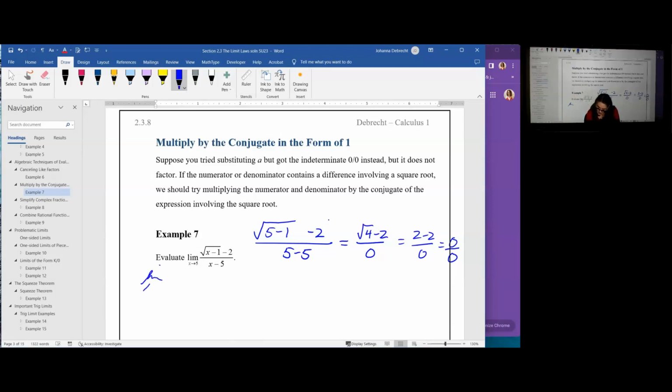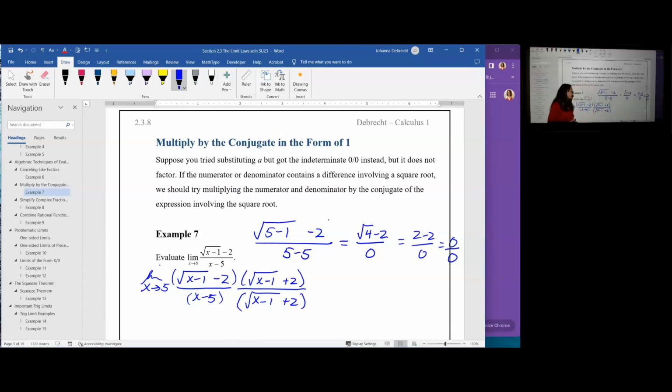So I'm going to take my limit as x approaches 5 of the square root of x minus 1 quantity minus 2 over x minus 5. And I'm going to put numerator and denominator in parentheses and multiply by the radical plus 2. That's the conjugate. Now, I am not going to multiply by the conjugate of the denominator. I'm choosing only the one with the square root, and I'm multiplying by its conjugate divided by itself. This is just a form of 1, so I'm allowed to do this.